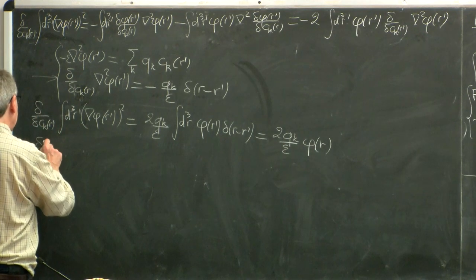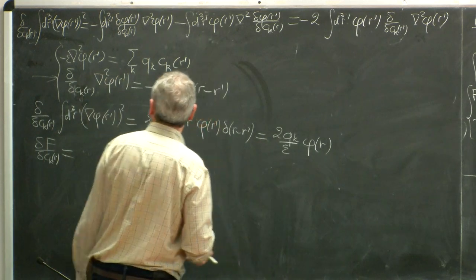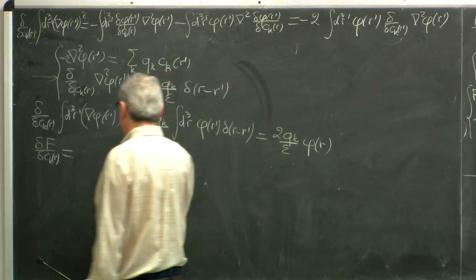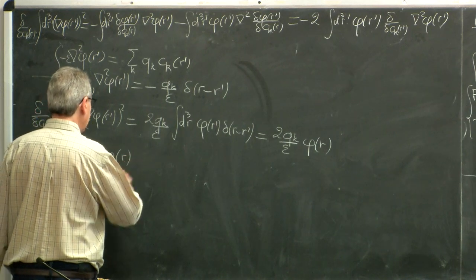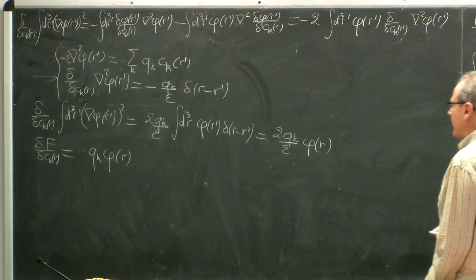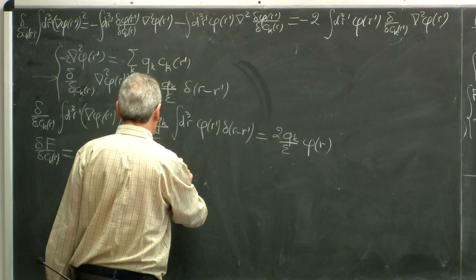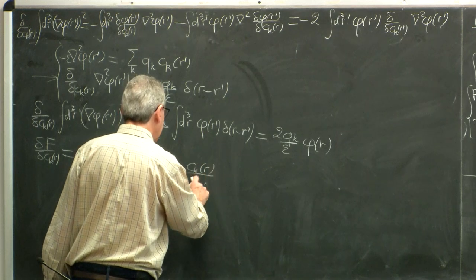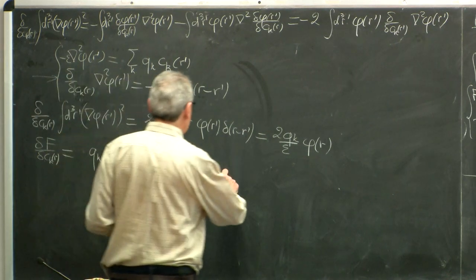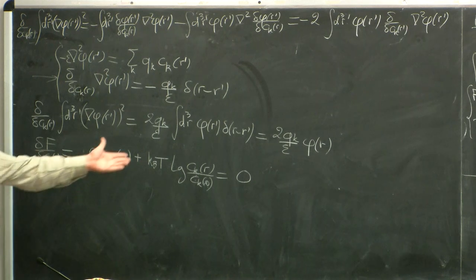And therefore, we can write that delta F by delta c_k of r equals, so the first term is the derivative of epsilon over 2 times this. So it's q_k phi of r. And the derivative of this term is plus k_B T, we saw before it was log of c_k of r by c_k0. So this is the functional derivative of F with respect to c_k of r, and this is equal to 0. The c_k's which minimize the free energy satisfy this equation.